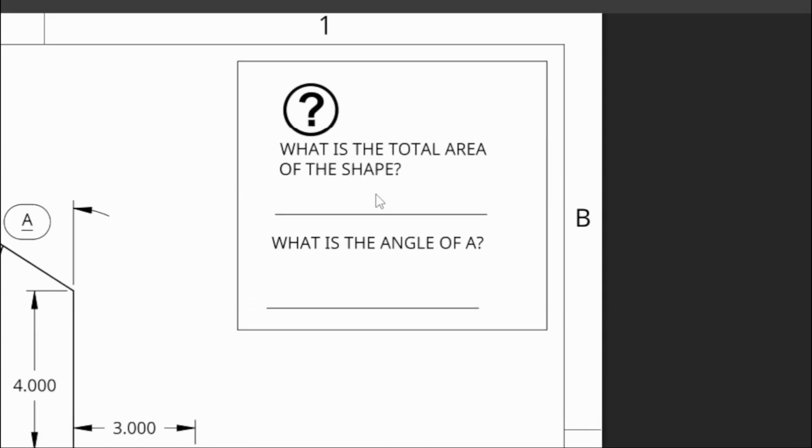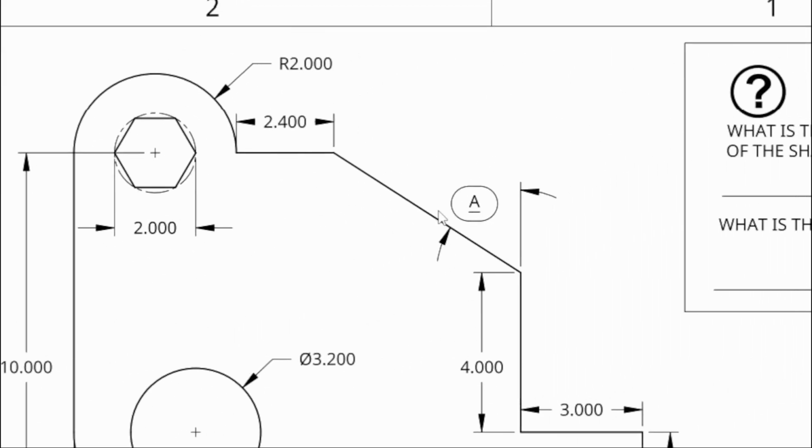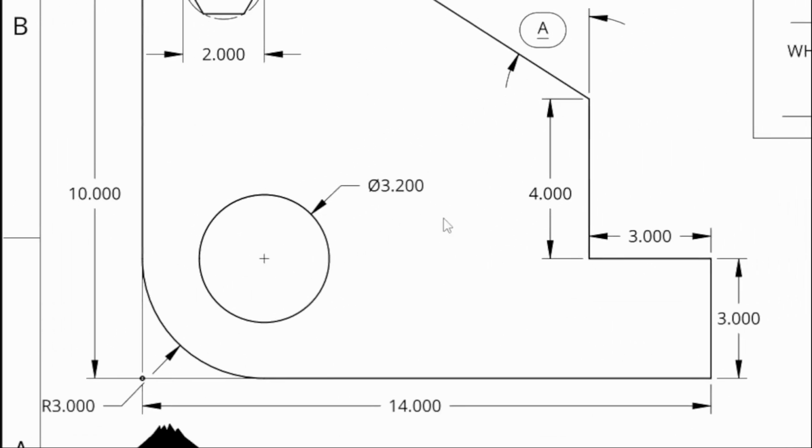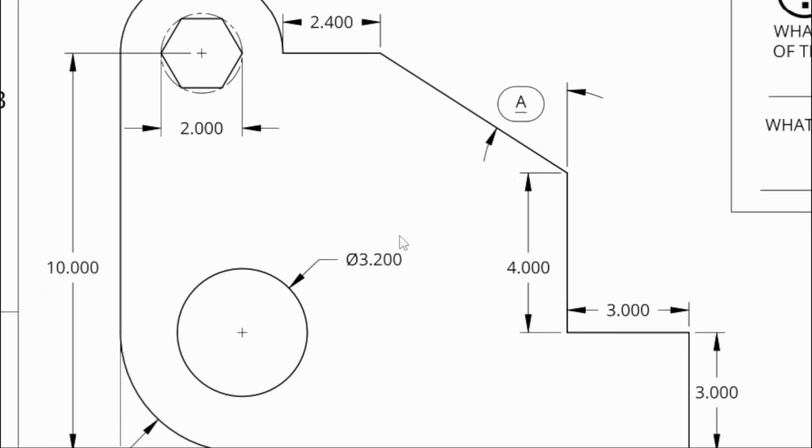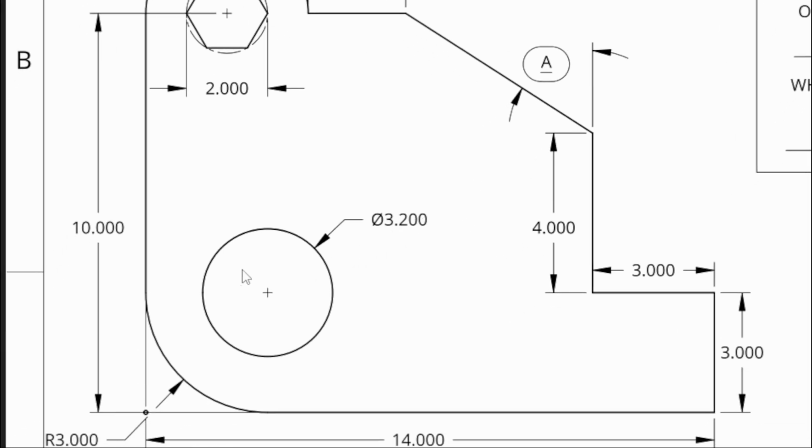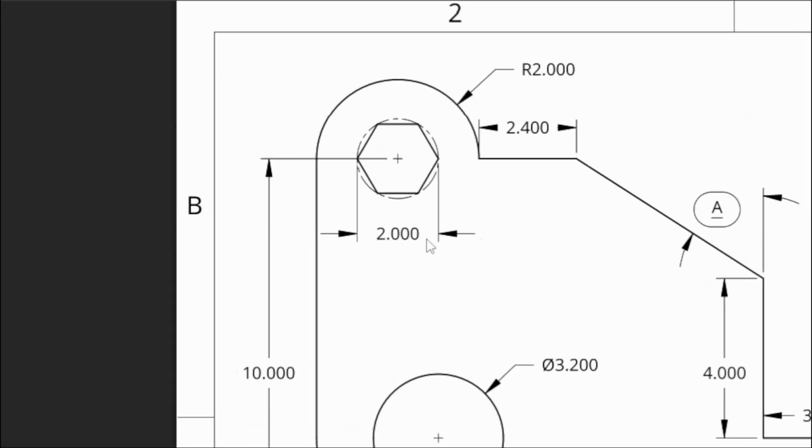So our question for the day is, what is the total area of the shape and what is the angle of A? So if we look here, what is our angle A? And obviously, what is the total area of the shape? And when I say total area, I mean without this circle, without this polygon.